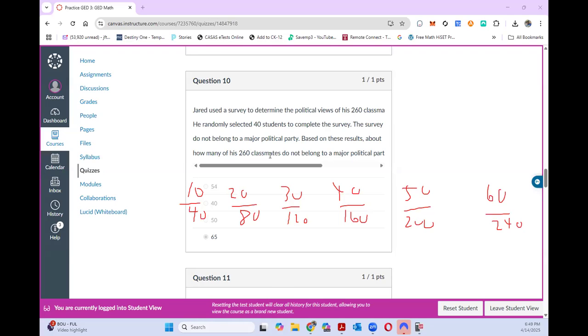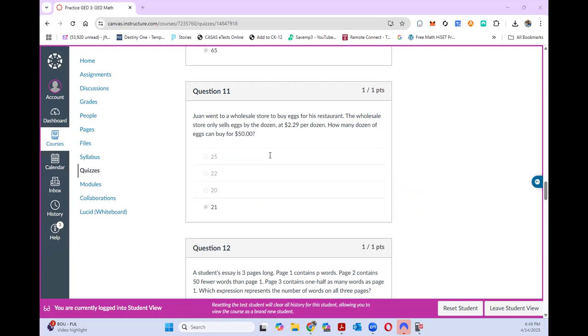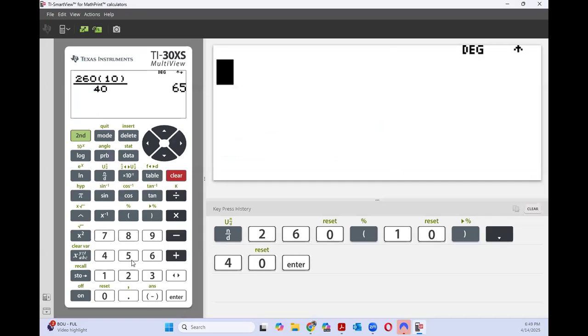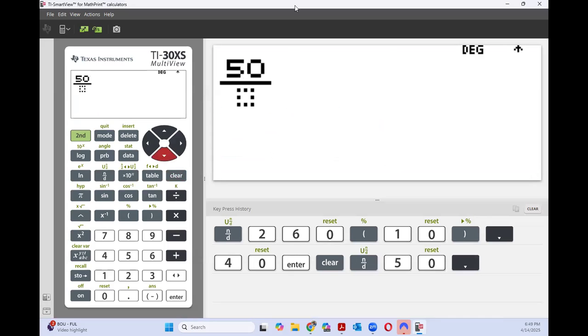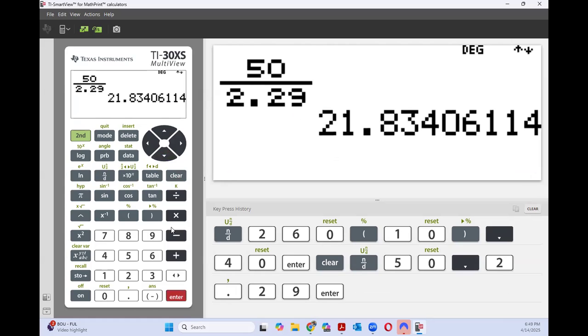Number 11. Juan went to a whole store. That was easy. I got $50 to spend, I'm gonna divide, and each of them costs 2.29. Okay, how many dozens could I buy? Most people round off, which is why they give you this problem. No, they're asking how many dozens of eggs could you have bought. I could only buy a whole 21 dozen.